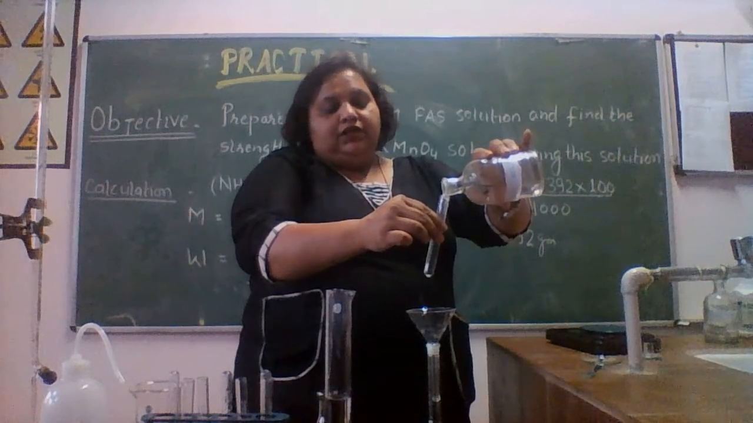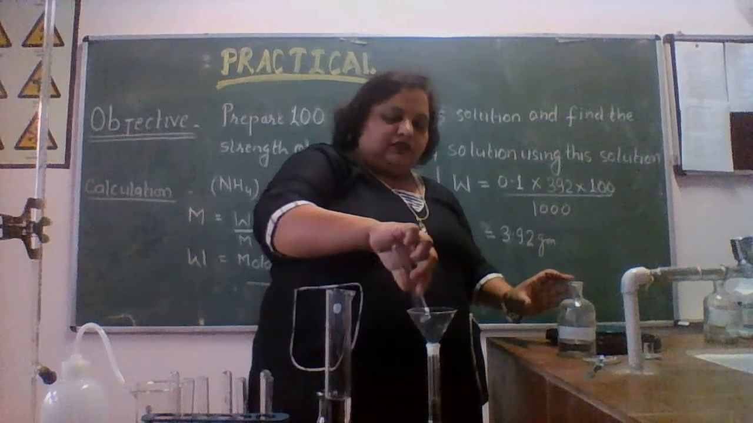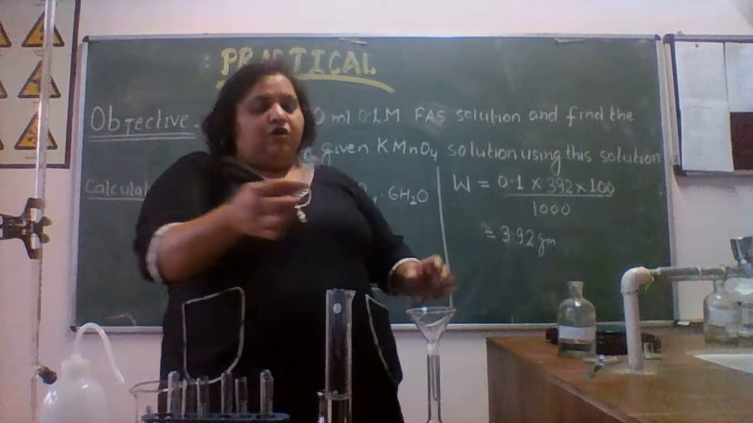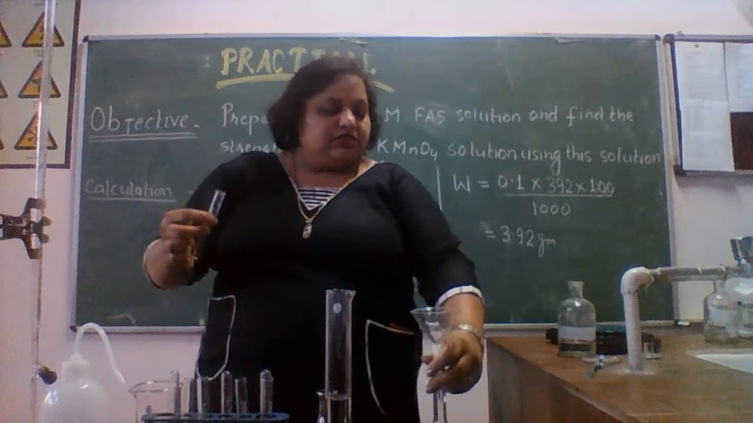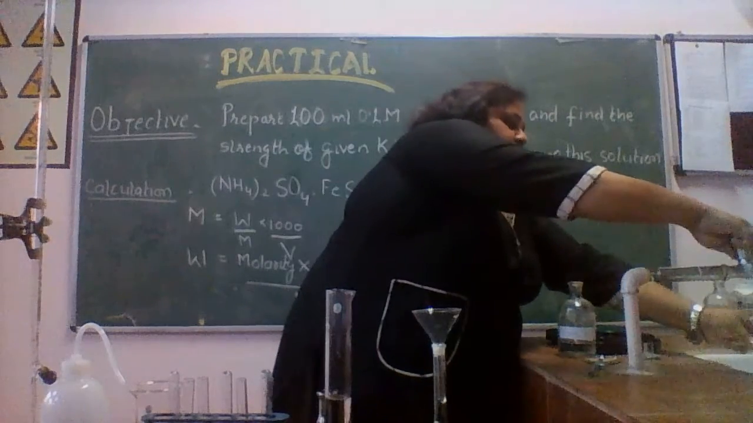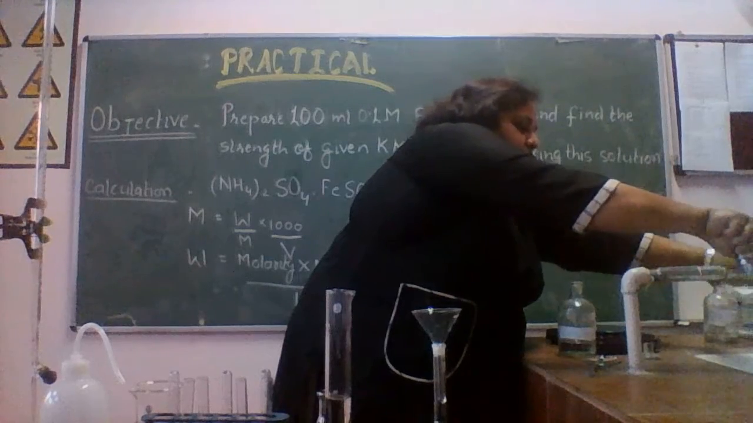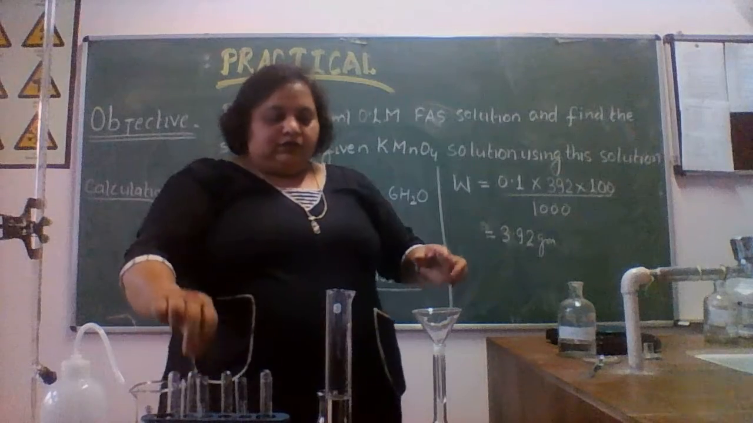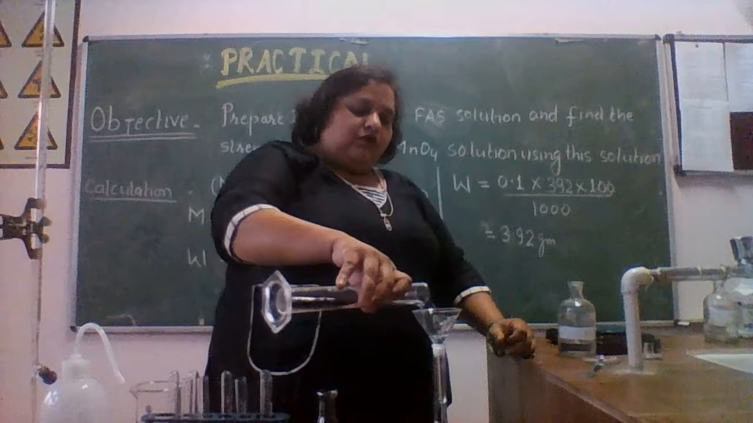Now I am going to add half a test tube of the concentrated sulfuric acid into this, and this will avoid the oxidation of ferrous ammonium sulfate into ferric ammonium sulfate, right? Please always wash your test tubes and all the apparatus when you are using them. Then place them in the proper stand. Now I am going to add the water.